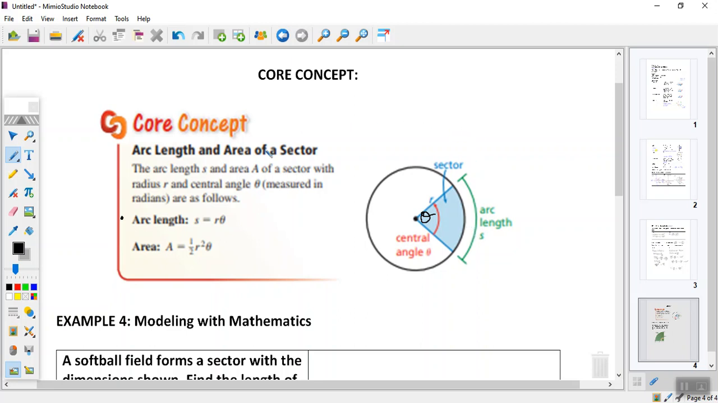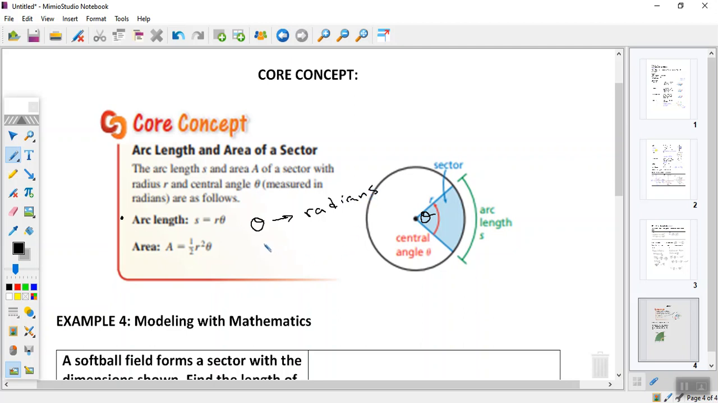Now the thing you need to understand about this core concept, I know it's a little blurry up here, but on your notes it says the arc length S and the area of a sector with radius R and central angle theta is measured in what? Radians. The thing you need to understand is this: theta must be measured how? Theta's got to be measured in radians in order for this to work, okay?